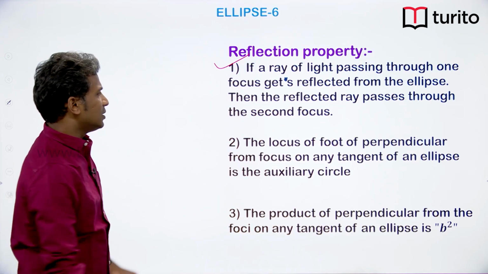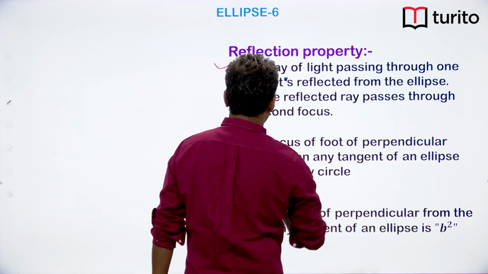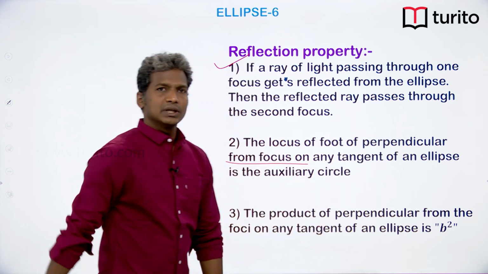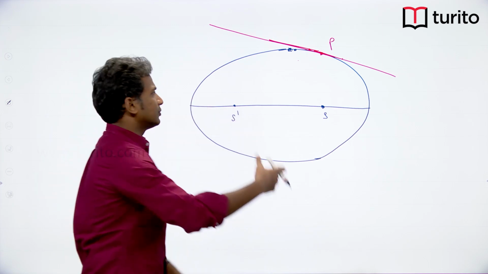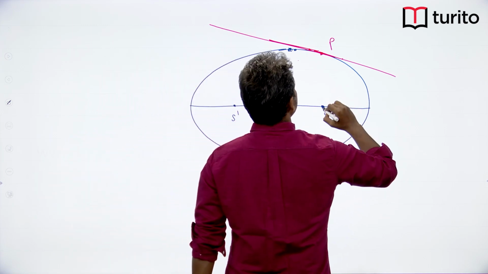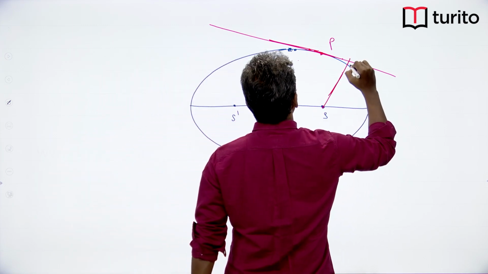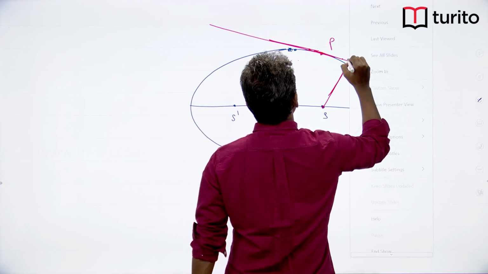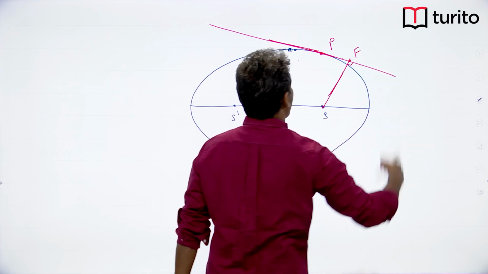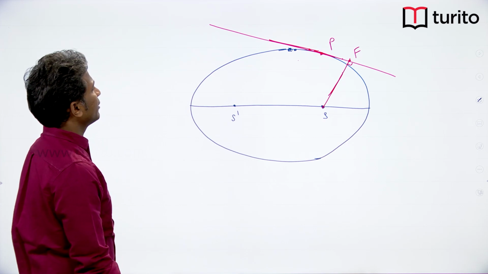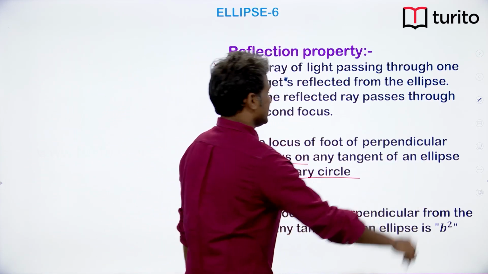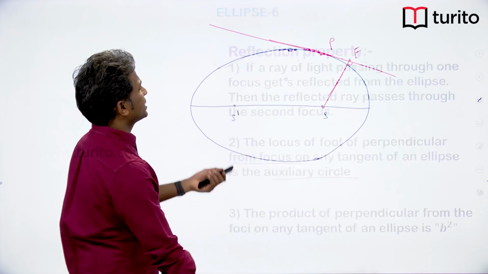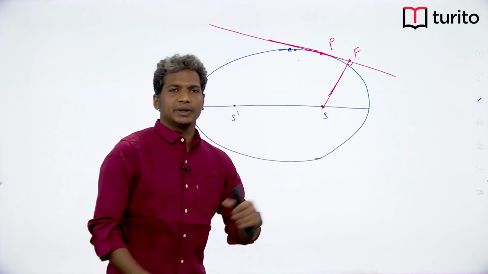What is the property? The locus of the foot of the perpendicular from the focus. From the focus means the foot of the perpendicular must be drawn from the focus. So, from here let us say I have drawn one foot of perpendicular, and if I take this point as F, what do we have to prove here? This F lies on the auxiliary circle. So, let us take one point and prove this property.